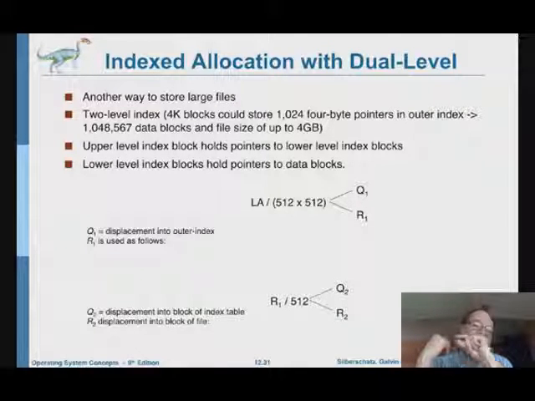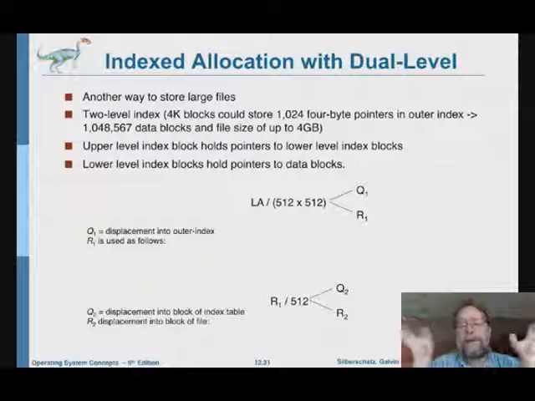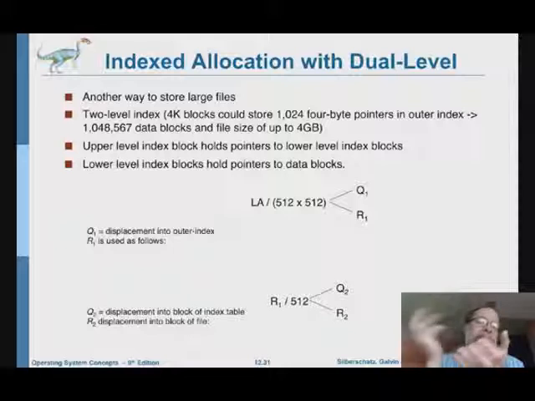Then the next level of the tree is the low-level index blocks, and the layer below that is all the data blocks. You have this three-level hierarchy tree. You work out the math. If you have 4 kilobyte blocks that can store 1,024 4-byte pointers in the outer index, then that'll give you about a 4 gigabyte file that you could store that way.